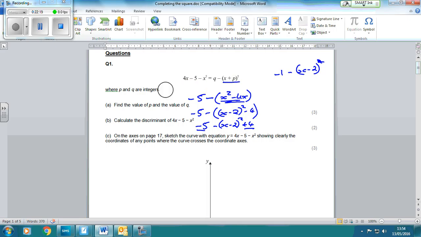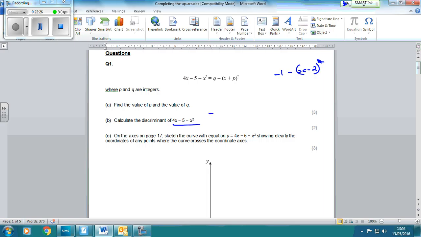Again, they ask us to calculate discriminants. They do like lumping these questions together, but just so you don't get confused, write it out in order first. So minus x squared plus 4x minus 5. So b squared minus 4ac. So I'd write out b squared minus 4ac, just so that they know that the discriminant means b squared minus 4ac.